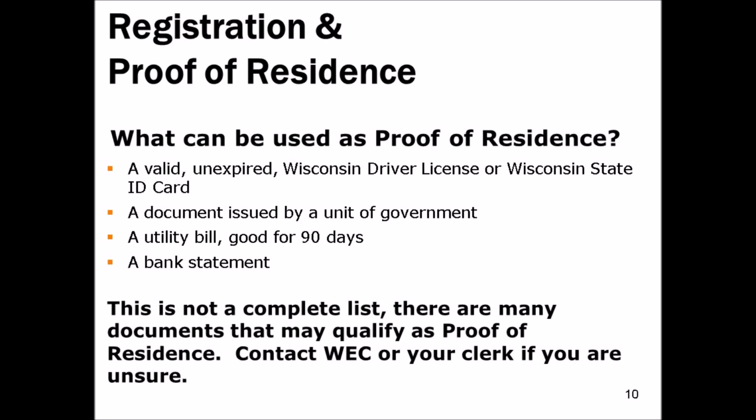There are specific documents that can be used as proof of residence. Some of the most common documents are a valid, unexpired Wisconsin driver's license or Wisconsin state ID card with your current address, a document issued by any unit of government, a utility bill, and that can be a bill for any of your utilities, including electricity, water, gas, or phone. And that document is valid 90 days after issuance. A bank statement can also be used. However, a credit card statement, even if it's from your bank, cannot be used.